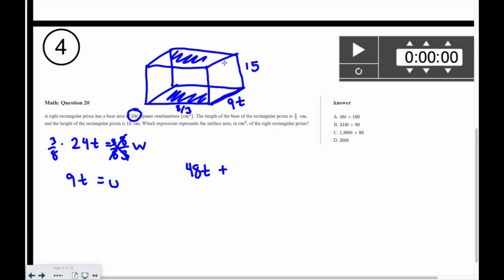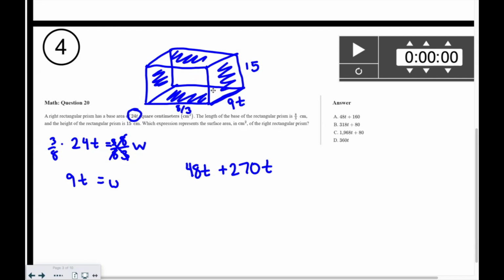Then if I look at the sides, they are 9t by 15. So if I multiply those together, that gives me 135t, but there's 2 of them. So if I multiply that by 2, I get 270t. All right, so far I did the top and bottom are each 24t. The sides are each 135t. And then I won't color this in because it'll be difficult.